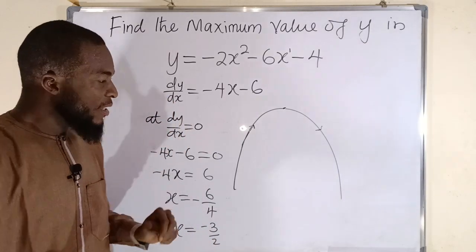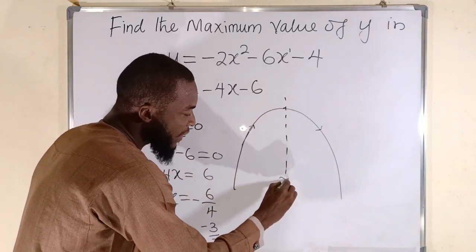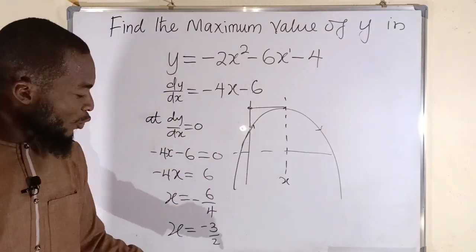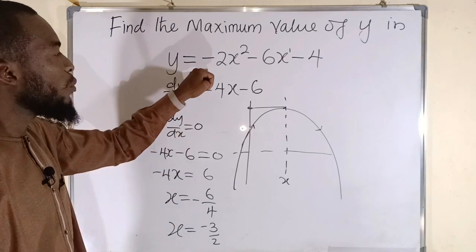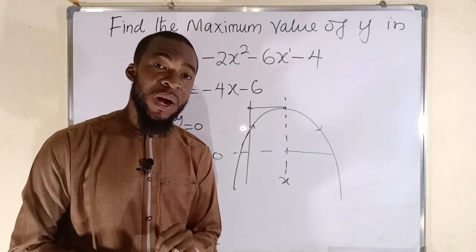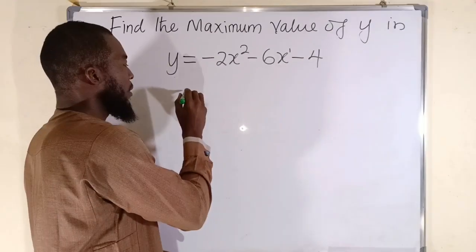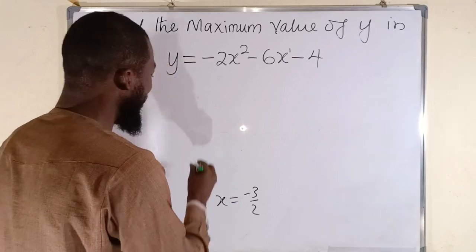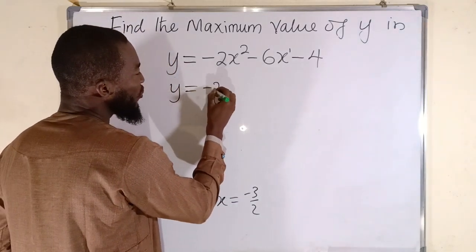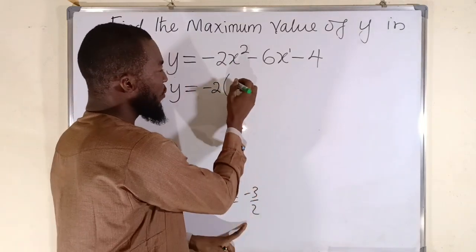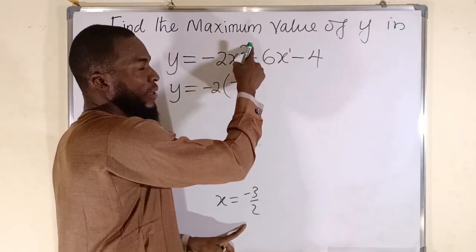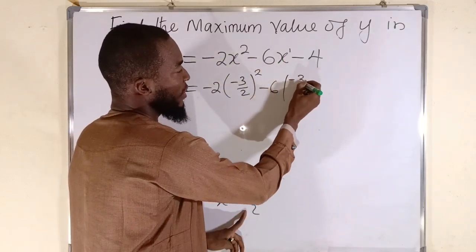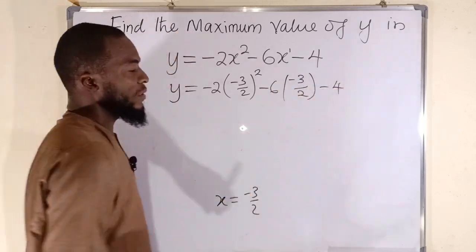But what is this value? This value is exactly the value of x at that point. Remember, we are looking for the value of y, which is somewhere here, right? So you can take this value of x, substitute it into your main equation to get the corresponding value of y, and that's what we are going to do. Remember that x was negative 3 divided by 2. Therefore, y will be equal to negative 2 times x squared, replace it with this value, negative 3 divided by 2, you square that, minus 6x, which is negative 3 divided by 2, then minus the constant.